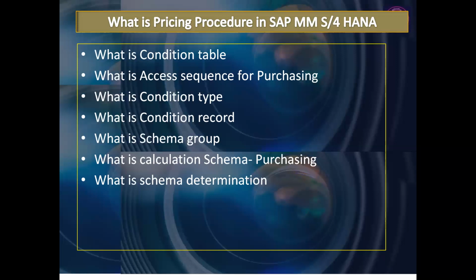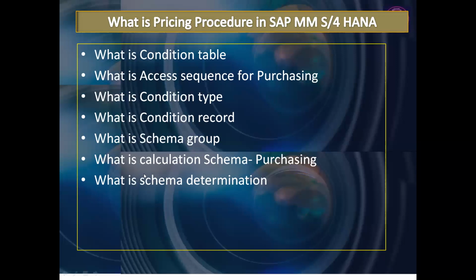When I talk about schema group, that means that schema group can be defined for multiple roles. We will see how we can define it. One schema group will be assigned to the vendor, and another schema group will be assigned to the purchase organization. Suppose I'm creating a schema group and assigning it to the purchase organization. By doing all these, there will be a combination of these two, and the system will try to get the pricing procedure accordingly. So that is what the schema group is.